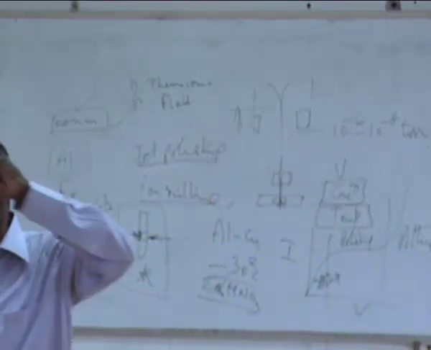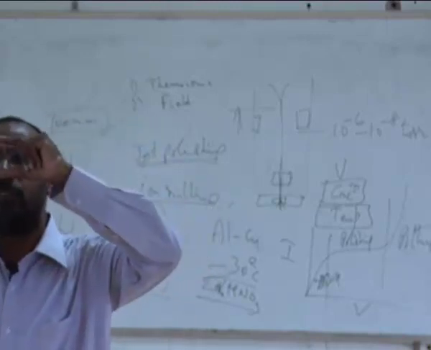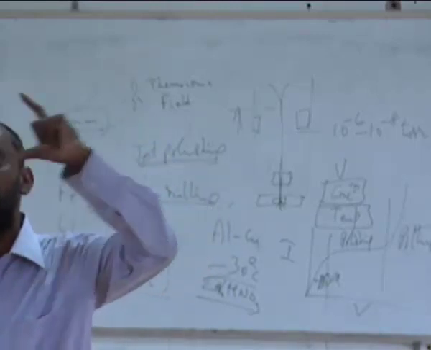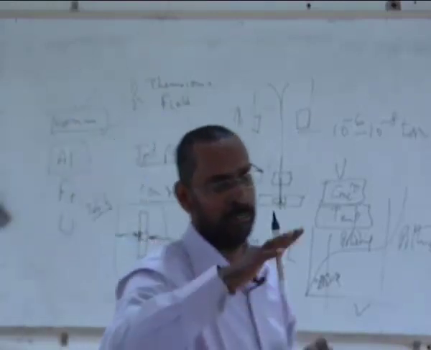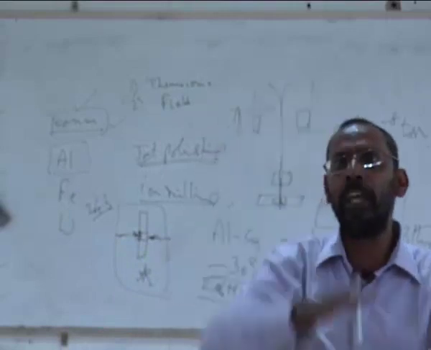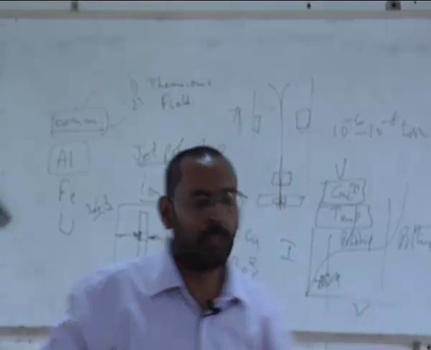Our goal is to thin the sample. I am starting with 100 microns. I want at least in some region the thickness to come from 100 microns to 100 nanometers. So our goal is not to make a hole. Okay? If I want to simply make a hole, take a drill bit and then drill the sample. That is not our interest. So we want to thin it.